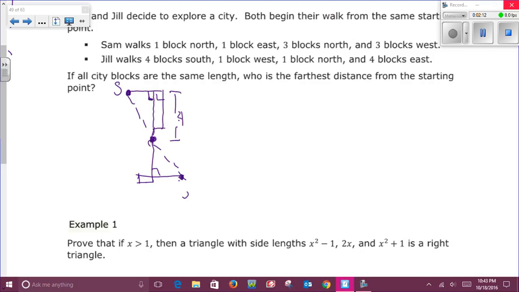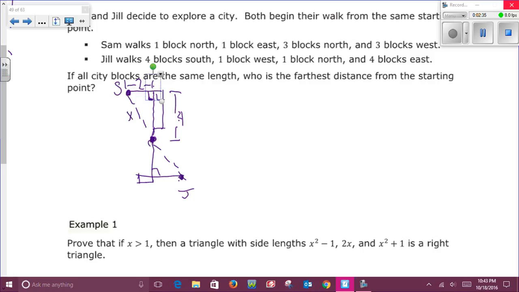And Jill is hanging out down here. And then he walked 3 blocks to the north, 3 blocks west. But the problem is from the starting point, he only walked 2 blocks. So I need to figure out how far Sam walked.